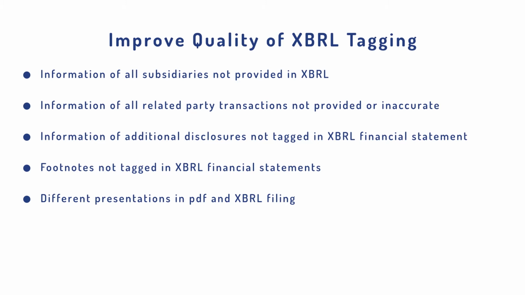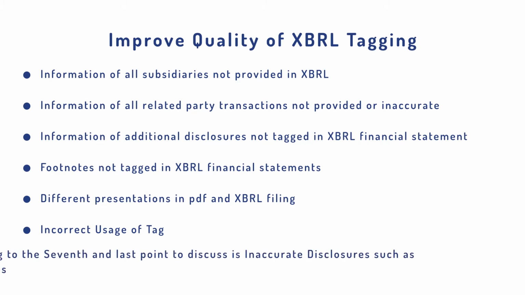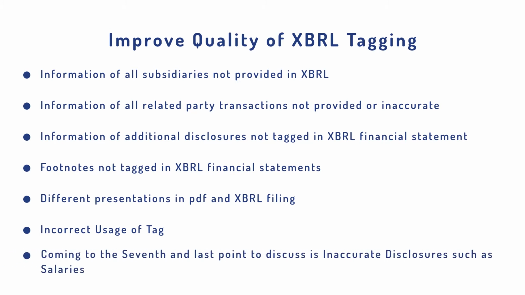For example, the annual report is in thousands, however the tagging is done in actuals. Sixth error is incorrect usage of tags, such as power and fuel expenses tagged as electricity expenses instead of cost of power and fuel. Coming to the seventh and last point to discuss, inaccurate disclosures, such as salaries, wages and bonus tagged as zero or clubbed with other expenditure.